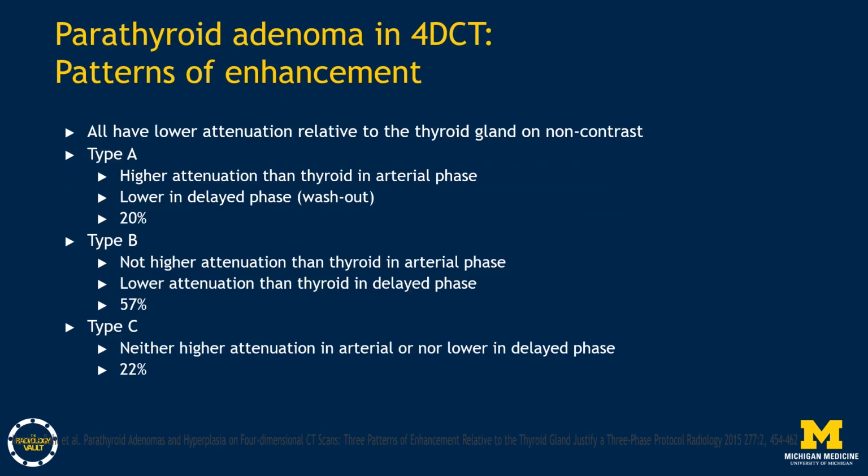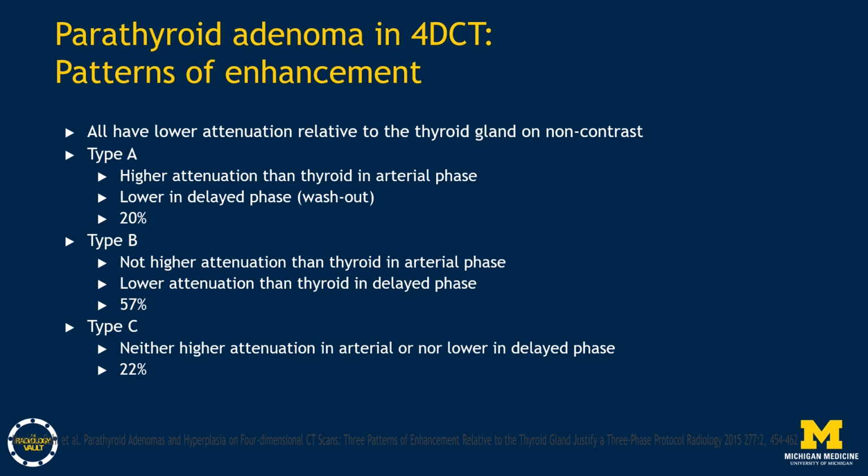So in 4DCT, there are 3 main types of enhancement patterns. The one we just saw is a type A, where the adenoma shows a higher attenuation than the thyroid gland in the arterial phase and lower attenuation in the delayed phase. But that only accounts for about 20% of patients. More commonly is a type B enhancement pattern, at about 57% of the time, where the enhancement in the arterial phase is not greater than the thyroid gland, but it does show lower attenuation in the delayed phase.